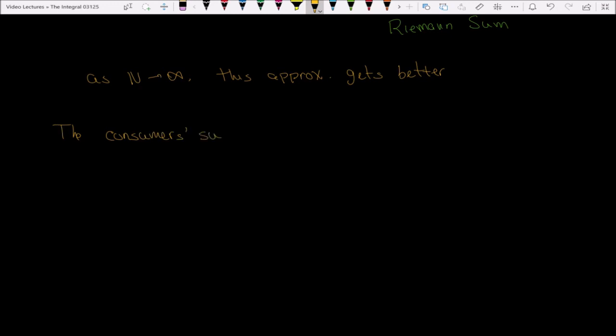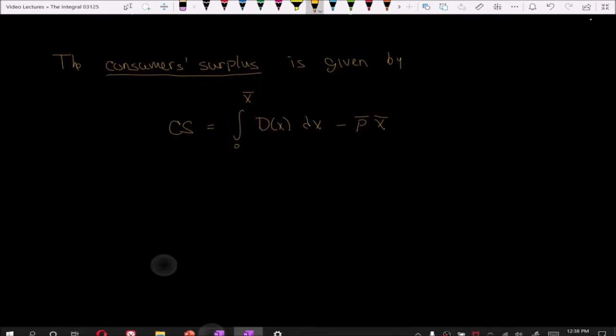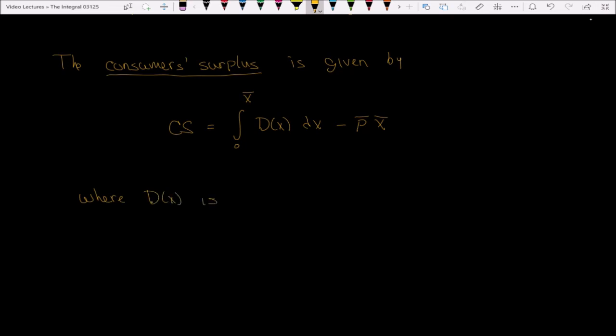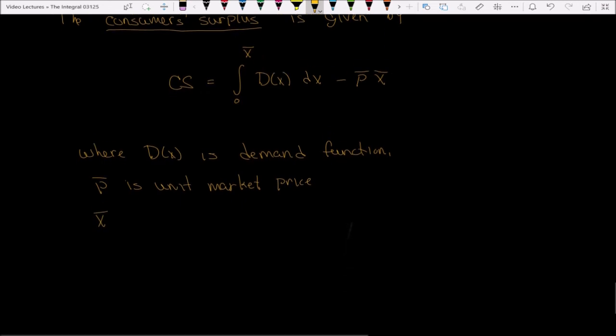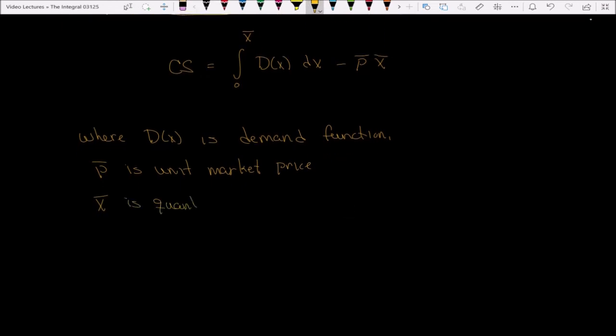The consumer's surplus is given by CS equals the integral 0 to x bar of d of x dx minus p bar times x bar. d of x is demand, p bar is the unit market price, and x bar is the quantity sold at that price.